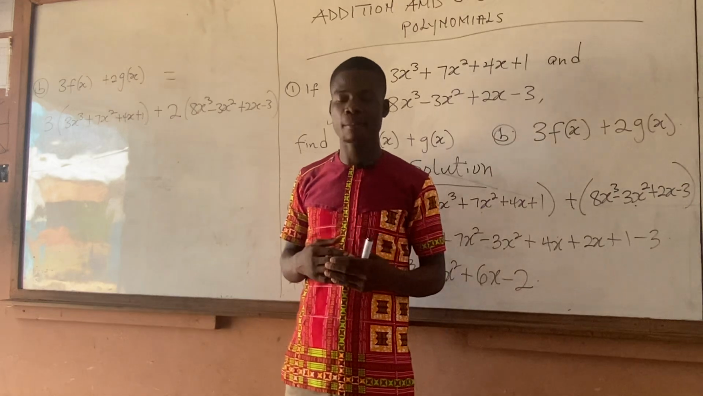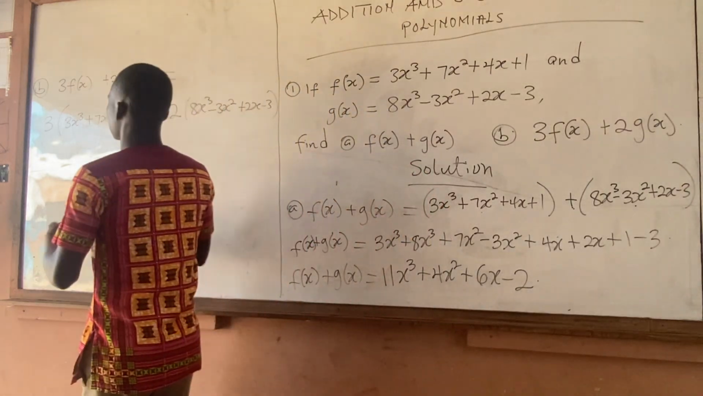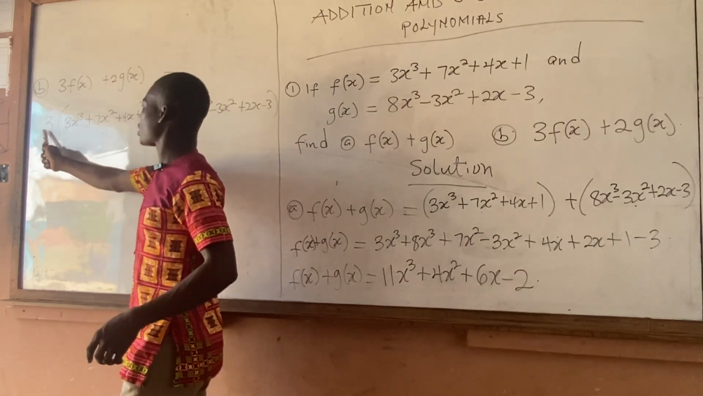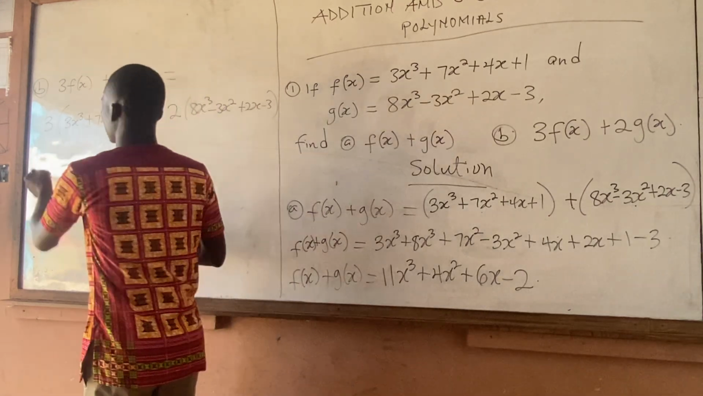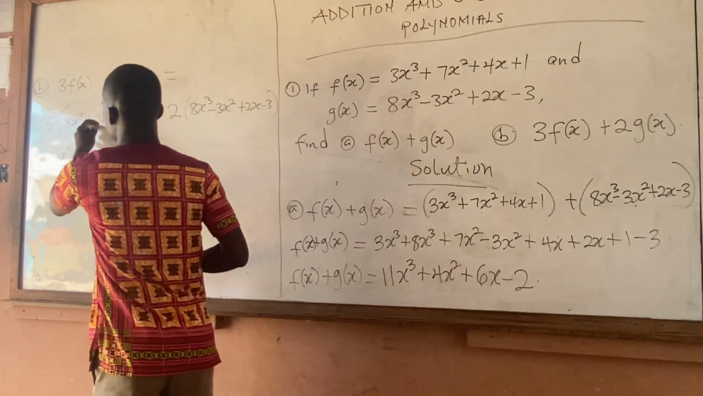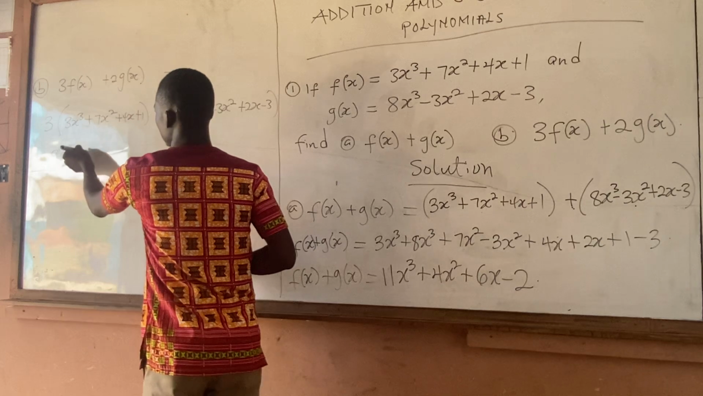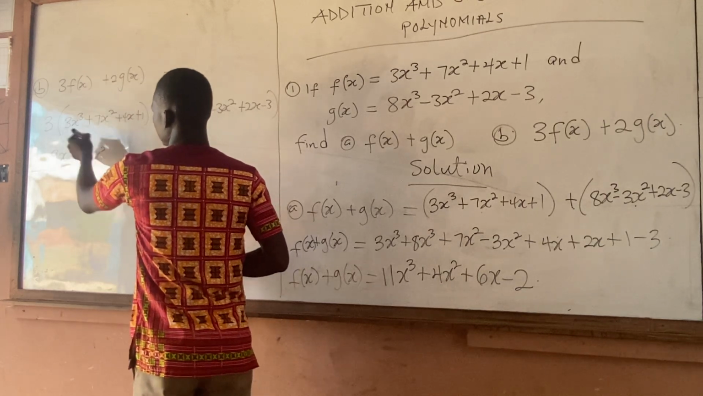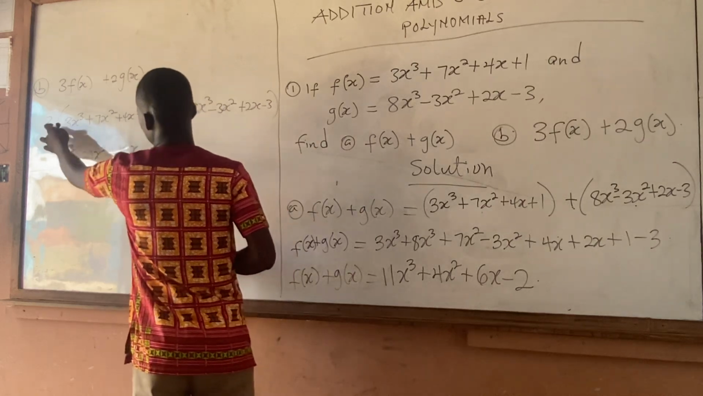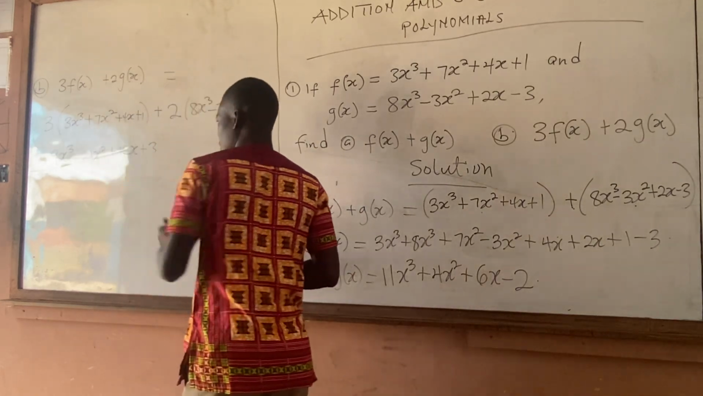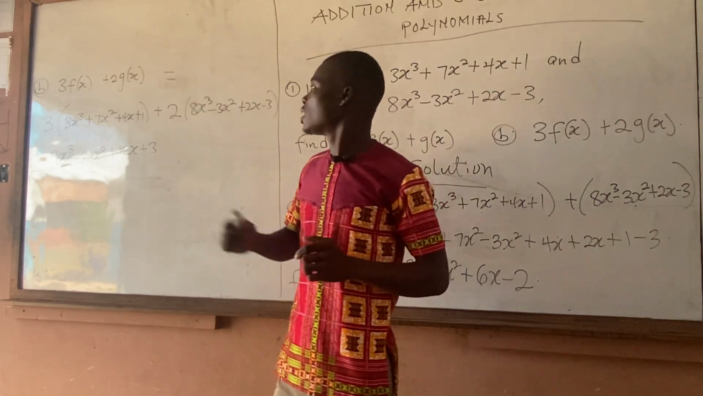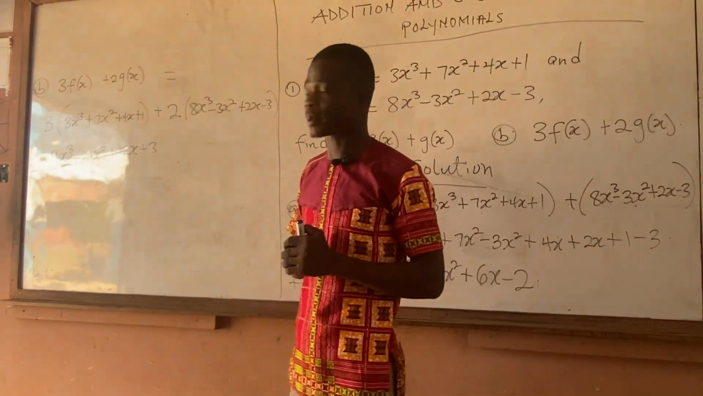Let's expand it together. So we are using the 3 to multiply each of the terms here. So 3 by 3 is what? 9. We have 9s cubed. 3 times 7s squared, you have 21s squared. 3 times 4 is 12s. 3 times 1 is 3. Now we are done with the first expansion. Let's move on to the second expansion.